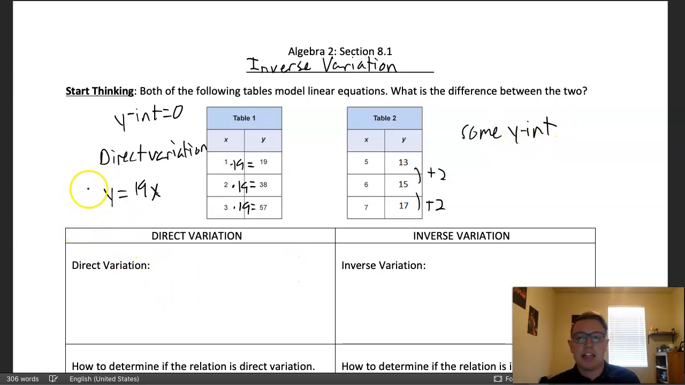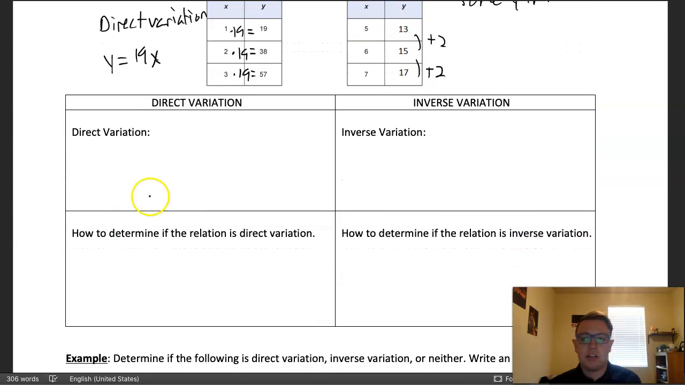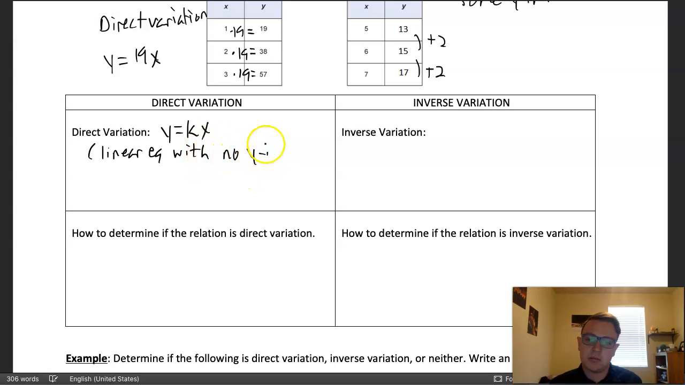So today we're going to be looking at direct variation as well as something we call inverse variation. Direct variation took the form y is equal to kx. Or in other words, this is just a linear equation with no y-intercept. What is k? K is what we call our constant of variation, or it's how fast we change y in relation to x. So k is the constant of variation.